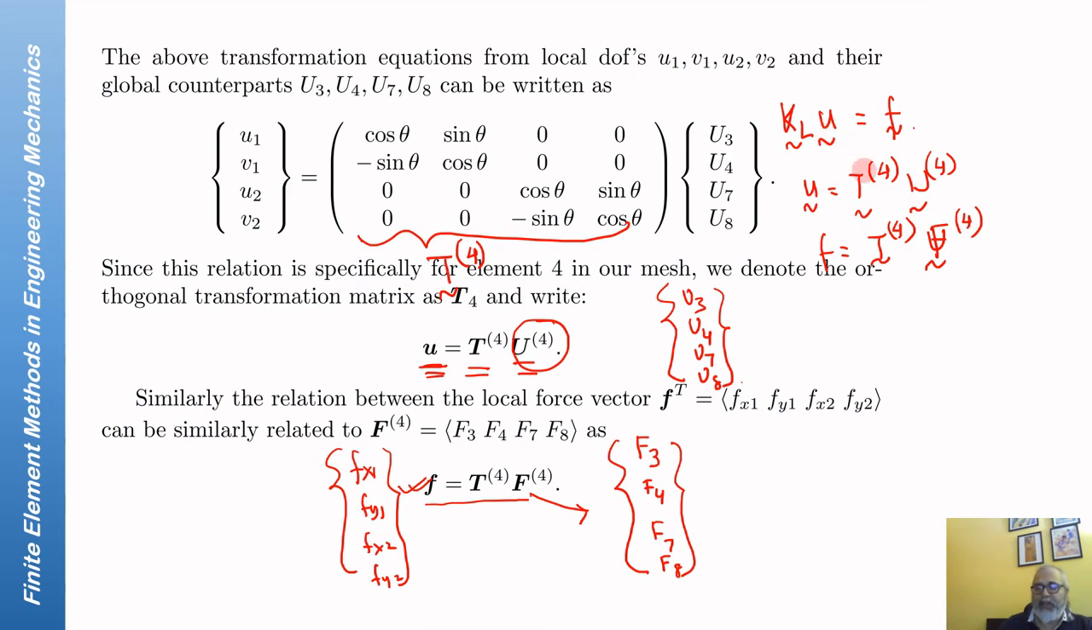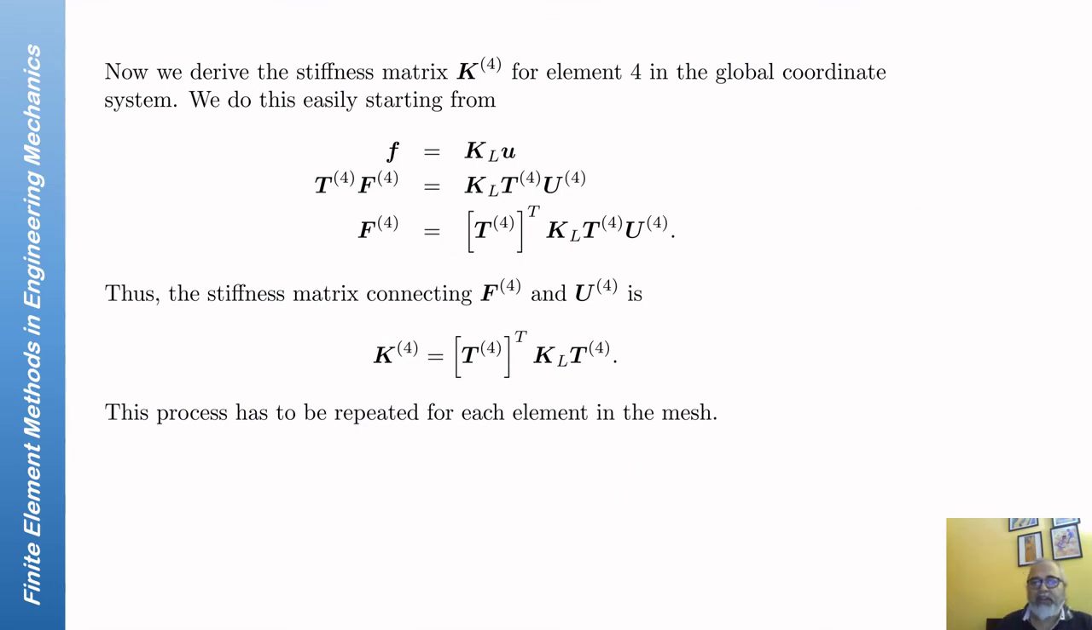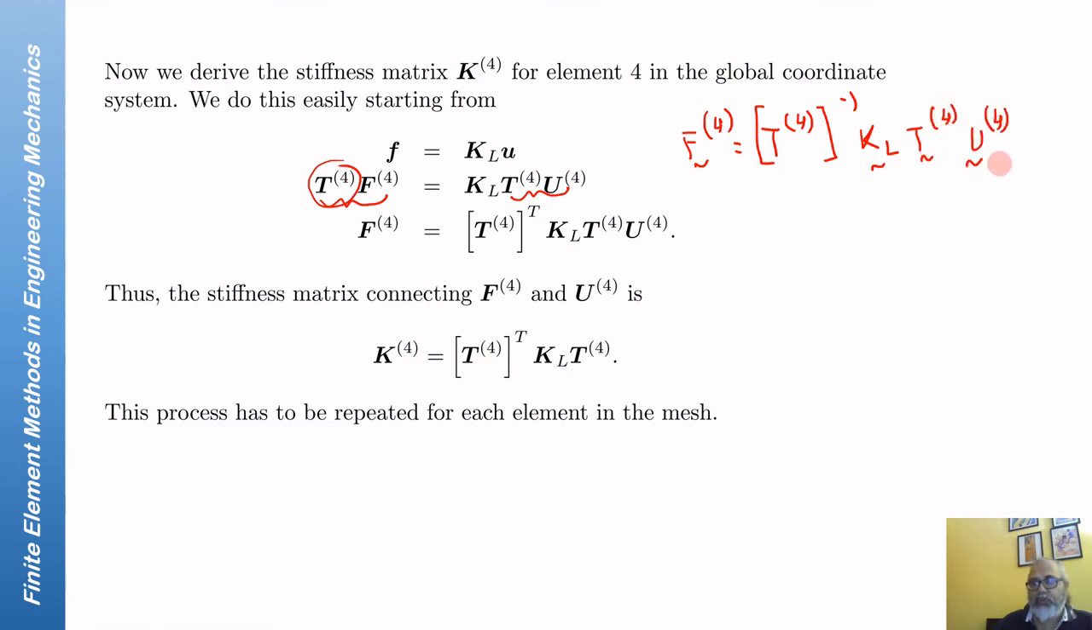So we can plug it back here. That's what we have done in the next slide. F is equal to KL times U, and in place of U we write T4 times U4. In terms of F, we write T4 times F4, and therefore F4 is equal to T4 inverse into KL times T4 times U4.